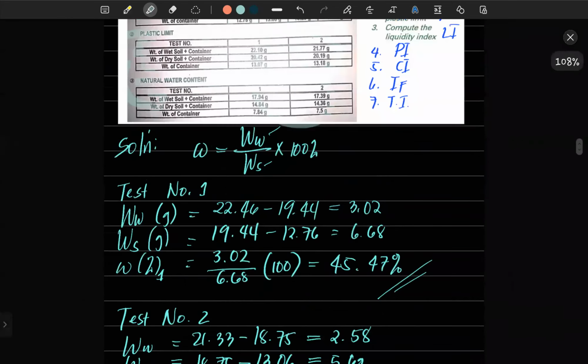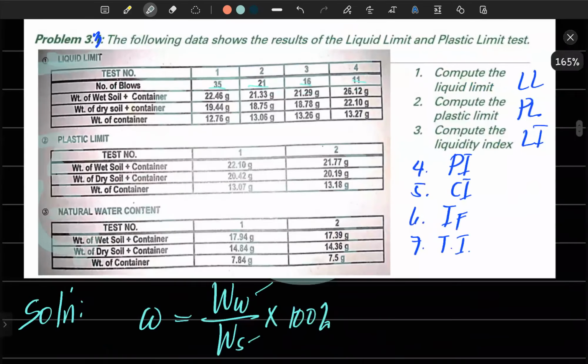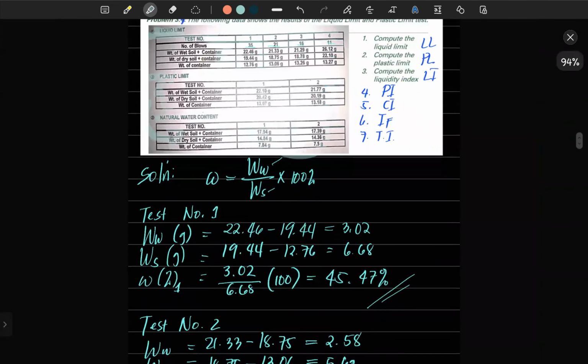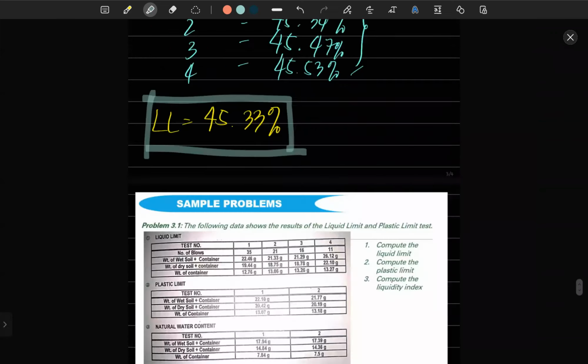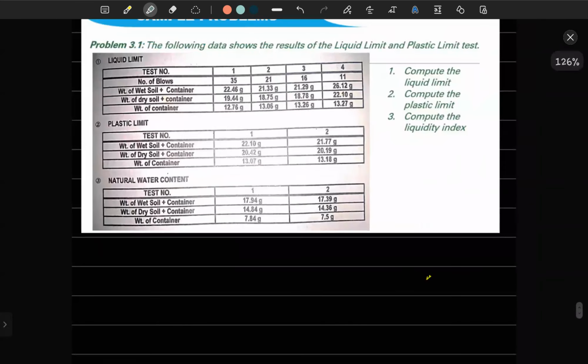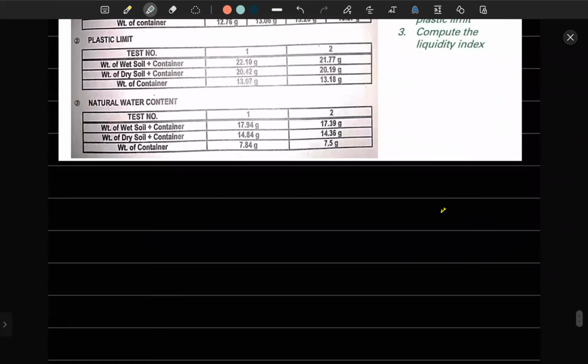We need to compute for the plastic limit. So we have here the data for plastic limit. So here, for number 2, solve for PL. Same with the liquid limit, we need to solve first for the moisture content, and then we're going to compute the average of the moisture content to get the plastic limit.